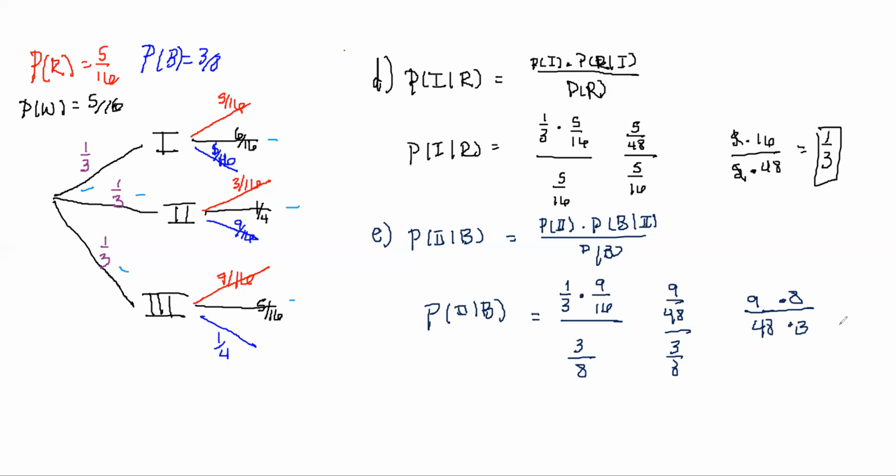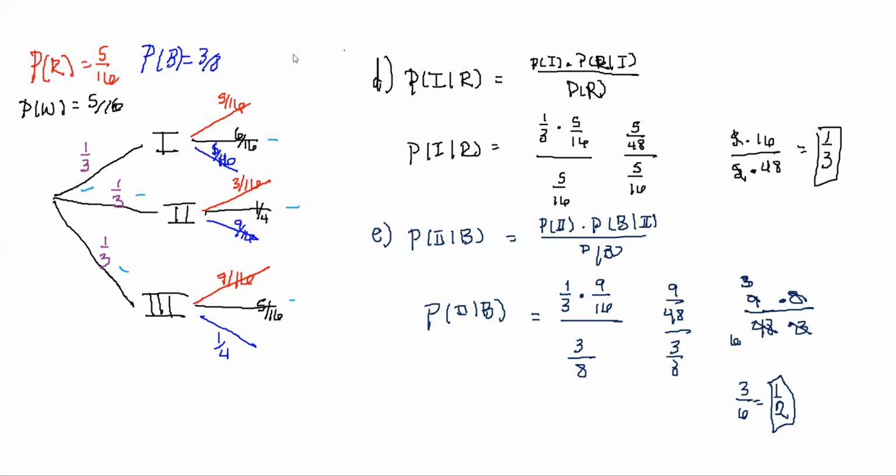So I would simplify starting here. I would say I'm going to get rid of that and make that a 3. And I'm going to get rid of that and make that a 6. So we're going to end up with 3 over 6, which is equal to 1/2. All right. So the probability that if we have a blue ball that it came from jar 2 is 1/2.